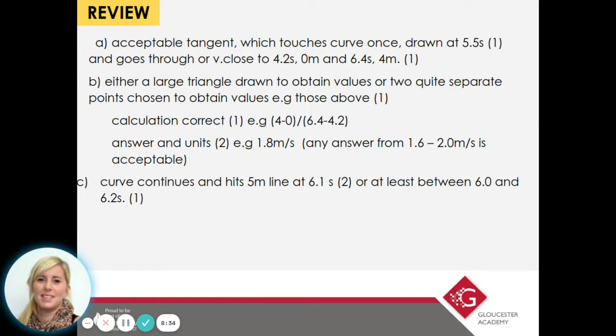Okay, so obviously it's quite hard to see how you've got on with these tangents. So basically, you're going to have to judge now. Does it touch the curve once? Is it in the right section of the graph? If it looks like it's halfway between 5 and 6 and it touches the curve, then I'd give yourself 1 mark.